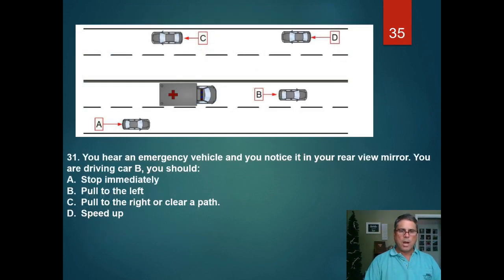All right, we got an emergency vehicle. You notice it in the rear view mirror. You're driving car B. So your car B, what should you do? You immediately get over to the right. All right?